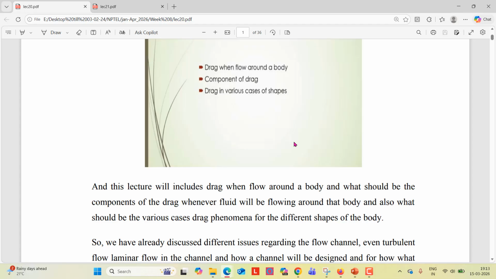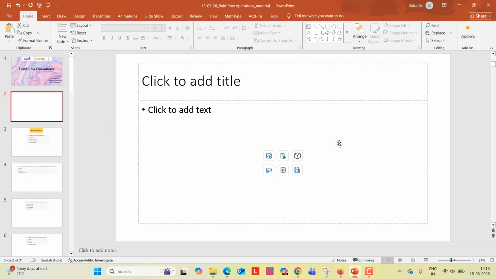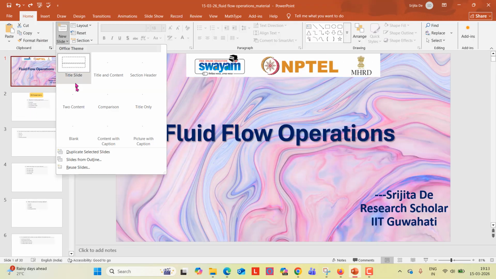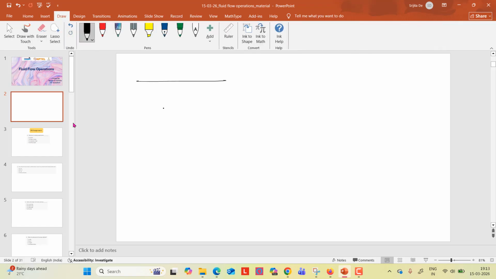So we will be talking about drag when flow is around a body. That means suppose there is a particle inside a flow, right? Think of a pipe flow happening and there is an obstruction. Suppose there is a particle of a random kind of shape. Now how will this flow, coming from the left side, behave? That is the discussion of today.